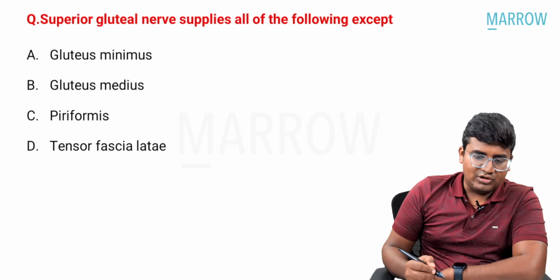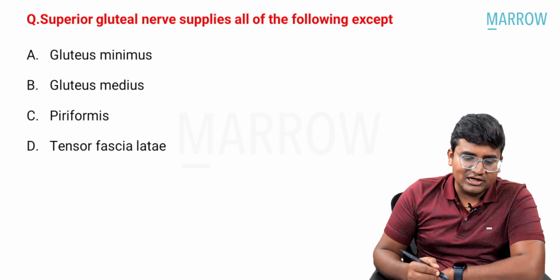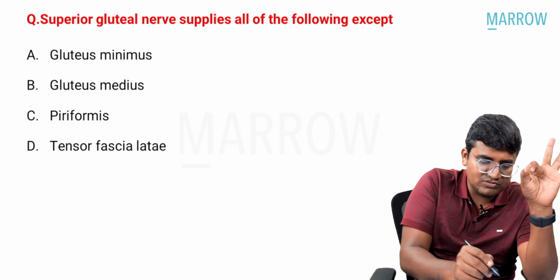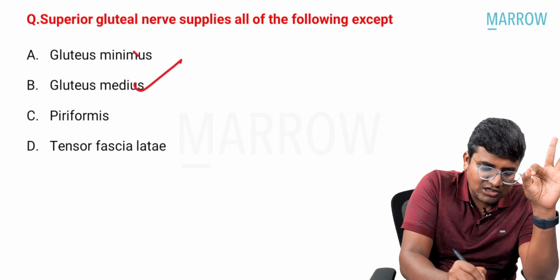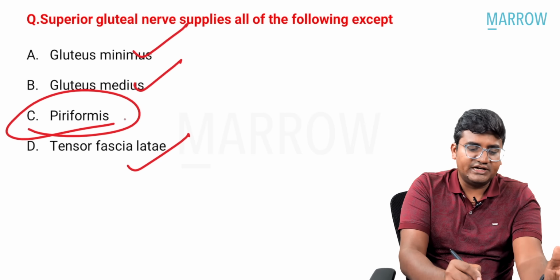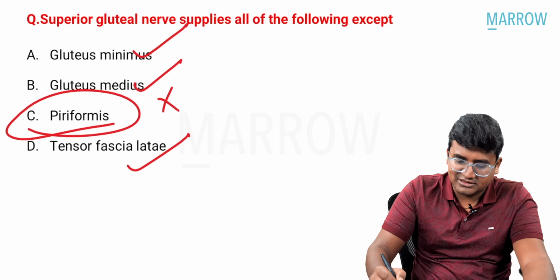Right. Now last question. Our superior gluteal nerve supplies... Very easy question. The superior gluteal nerve supplies 3 muscles. What are those? Gluteus medius, gluteus minimus and tensor fasciae latae muscle. Piriformis is not supplied by the superior gluteal nerve.